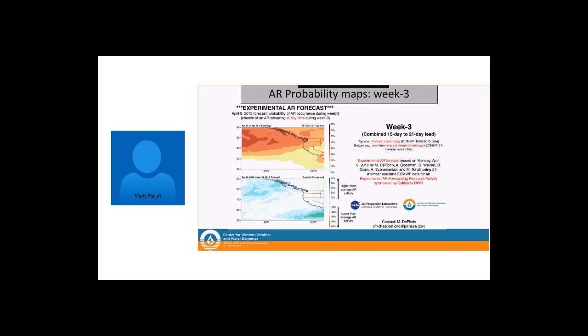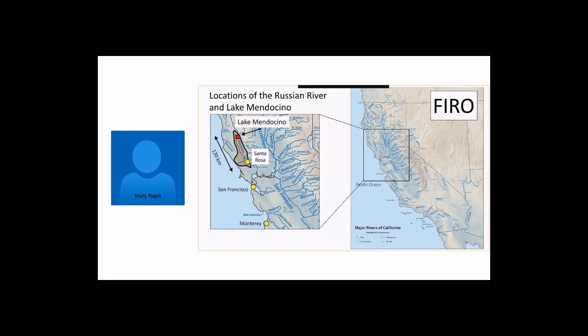And this is highlighting probabilities at week 3. In the bottom panel on the left, you see the whitish to light gray color in California primarily. That means that at 3 weeks lead time we're seeing a suggestion of normal AR activity, nothing too active or inactive. Alrighty, I'm going to change gears here now to look at FIRO, or Forecast Informed Reservoir Operations.